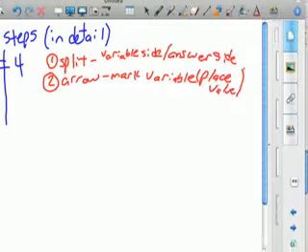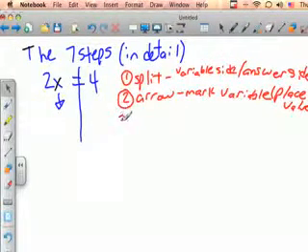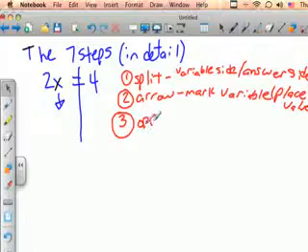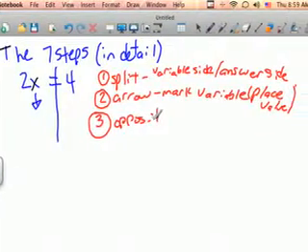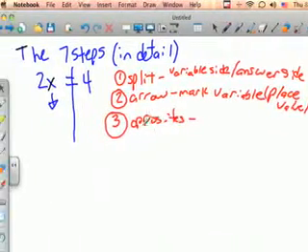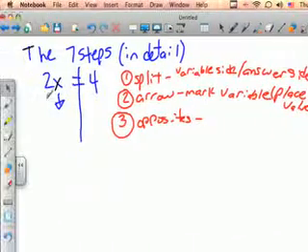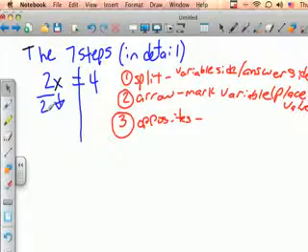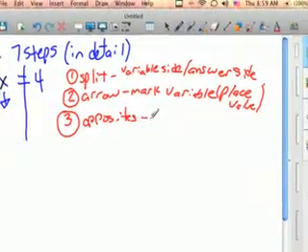Now, your third step would be for opposites. Now, what does an opposite do? Well, opposites, and keep in mind, kids, the word opposite and the word reciprocal is really the same word. So what do opposites do? Opposites cancel.